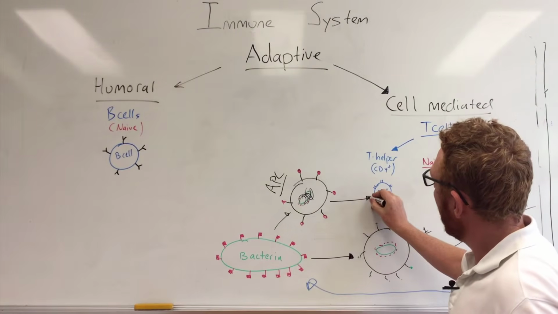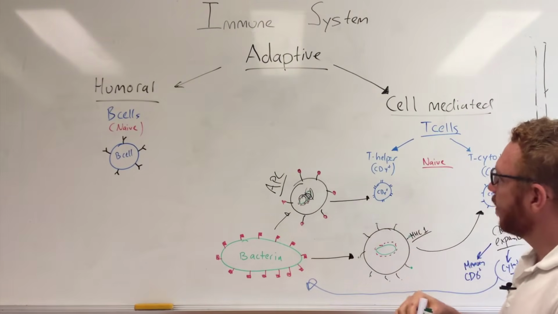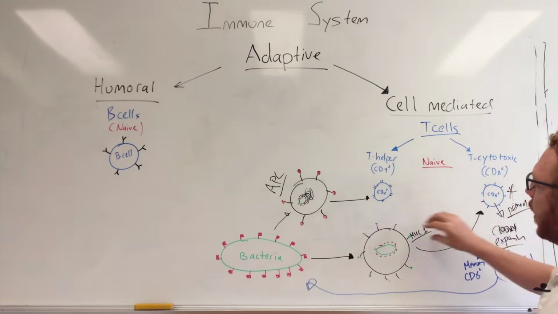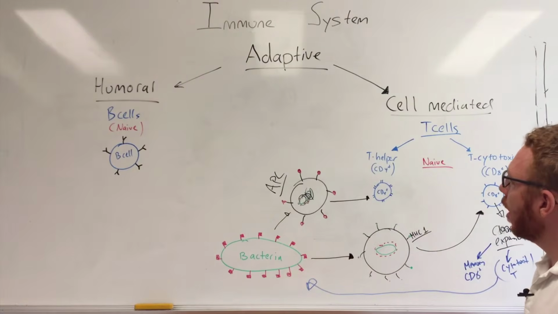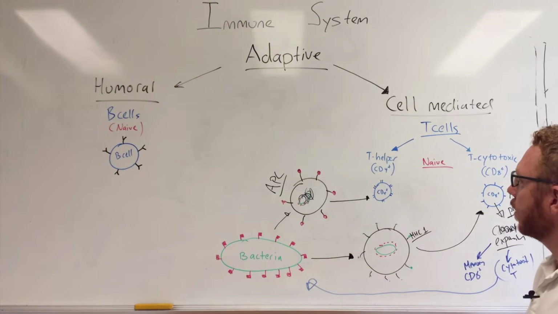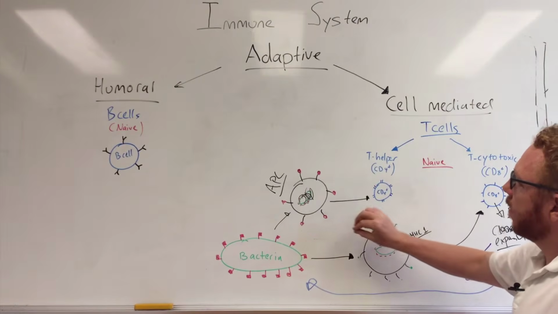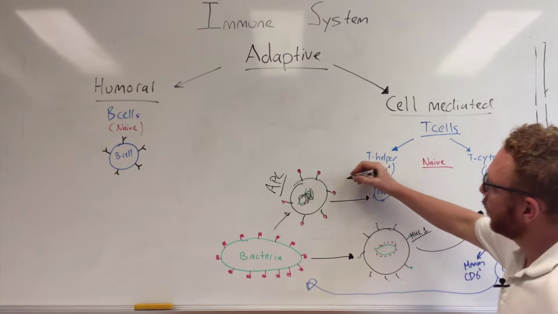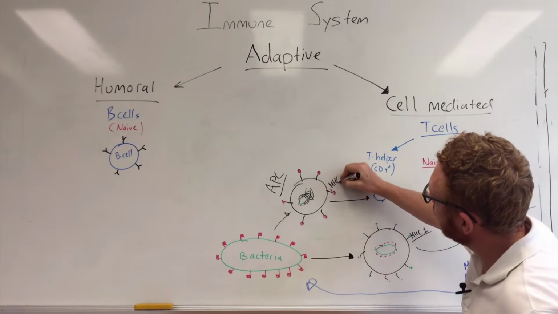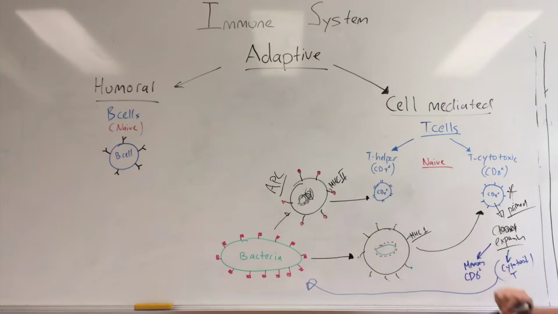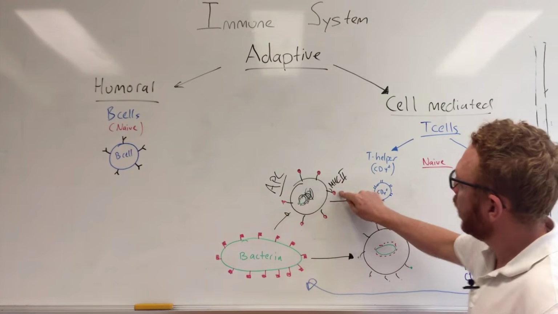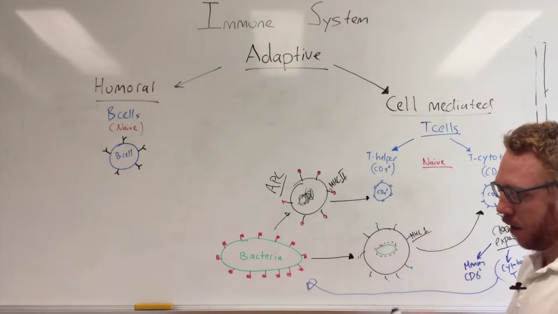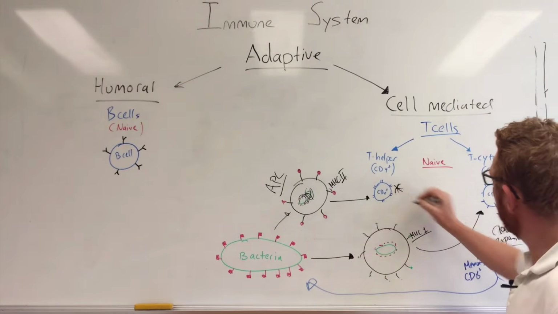This will bind to a CD4 helper cell, which is also naive at this point. Again, like we saw here, there are thousands of different subtypes of naive CD4 cells, but there will be one that's particular for this. One thing I did forget to mention: this type of receptor is an MHC2, unlike this one over here, which is MHC1. So this one, with the antigen, will select for a particular type of CD4, which then activates it, just like we saw over here.